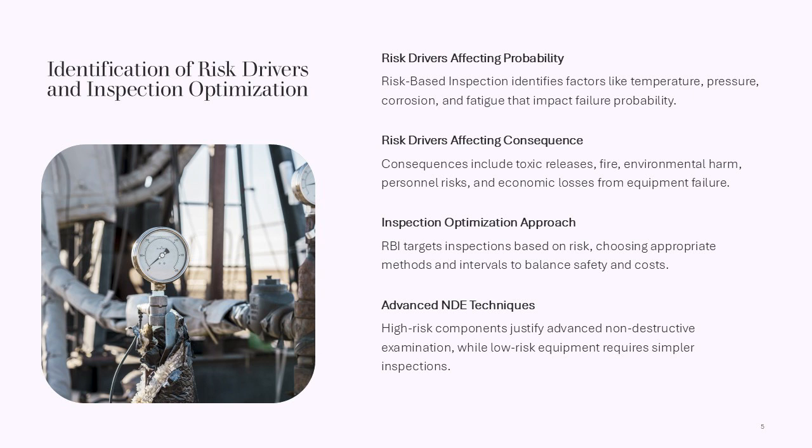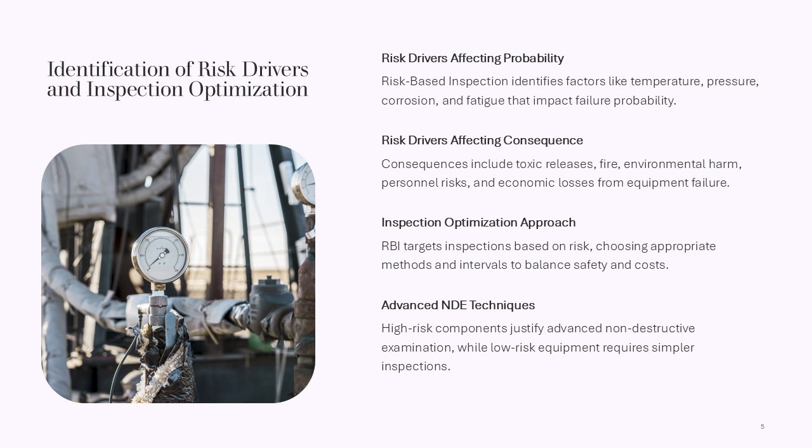Upset conditions, startup and shutdown cycles, and idle or standby periods are also important contributors to damage accumulation and uncertainty. On the consequence side, RBI evaluates the potential outcomes of failure, such as toxic or flammable releases, fire and explosion scenarios, environmental contamination, personnel exposure, and economic impacts including production loss and repair costs. Equipment located in high-occupancy areas or handling hazardous fluids will typically rank higher in consequence, even if the probability of failure is moderate. By systematically identifying these risk drivers, RBI enables inspection optimization.